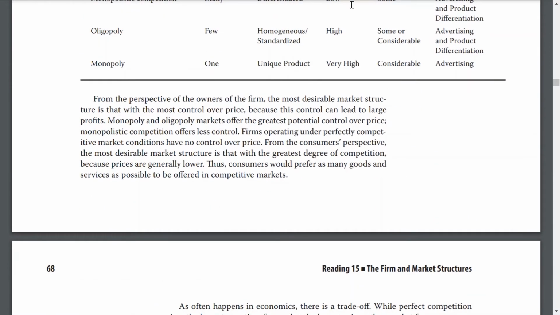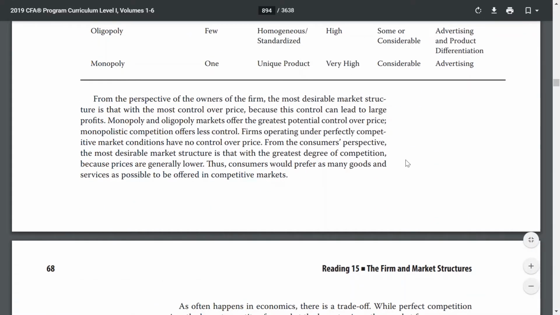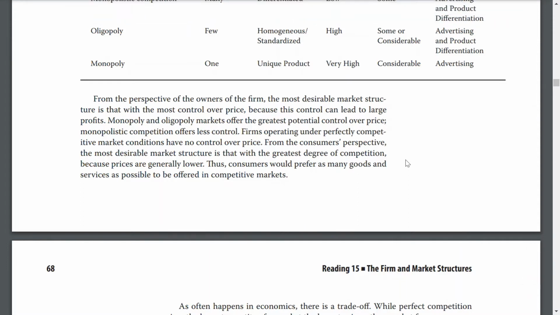From the perspective of the owners of the firm, the most desirable market structure is that which gives the most control over price, because price control can lead to large profits. Monopoly and oligopoly markets offer the greatest potential control over price. Monopolistic competition offers less control. Firms operating under perfectly competitive market conditions have no control over price.